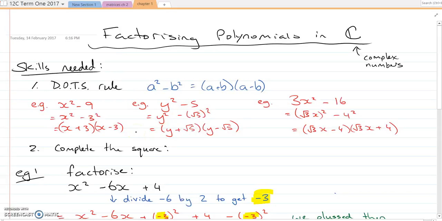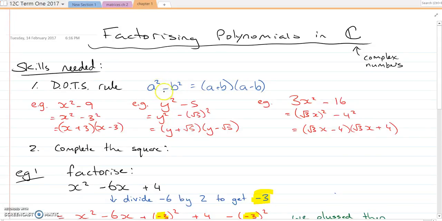So let's just quickly look at the DOTS rule. Number one is the DOTS rule. This is the most important one. Here's the rule: a squared minus b squared equals (a plus b)(a minus b). DOTS: difference of two squares. Two squares, because both of these have to be perfect squares, an a squared and a b squared. D for the difference, because it is a minus. It has to be a minus to factorize it like this.